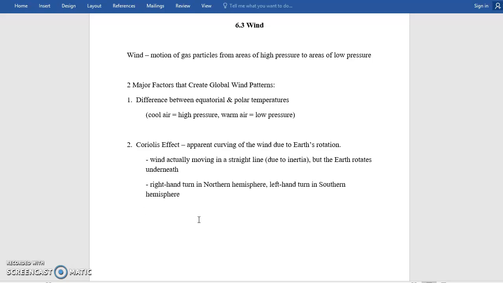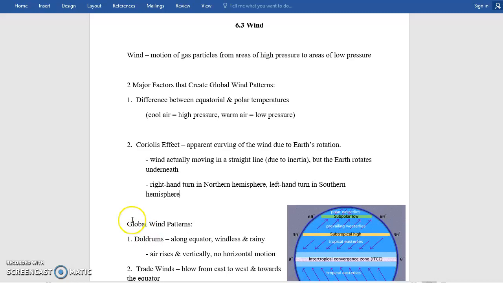It sounds odd to think that the slow turn of the Earth could affect the way the wind blows, but on a global scale it does. And we even see it on other planets as well, like Jupiter and Saturn. So this creates a right-hand swirly turn in the northern hemisphere and a left-hand turn in the southern hemisphere.